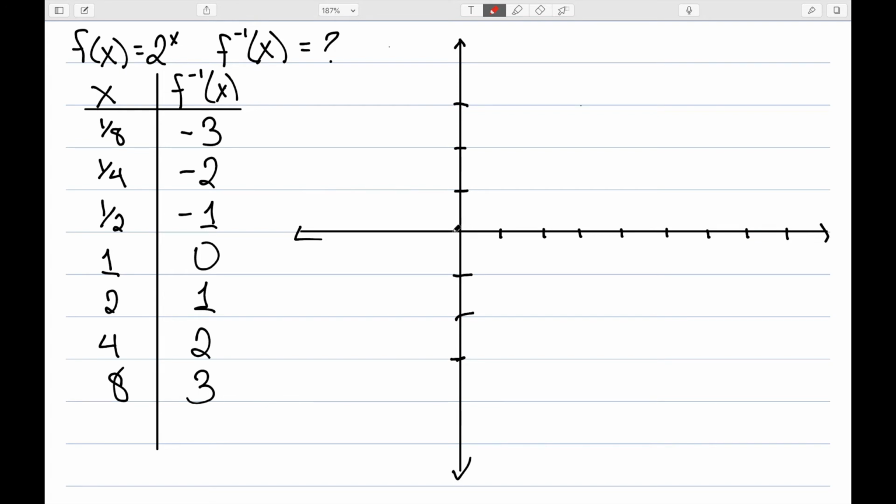So to graph this, I'm going to start at the bottom of this table that says go out 8 and up 3. We can then go out 4 and up 2, 2 and up 1, over 1 up 0, and then go over 1/2 and down 1, over 1/4 and down 2, over 1/8 and down 3, and then we can kind of connect the dots to see what the general graph of this inverse looks like.